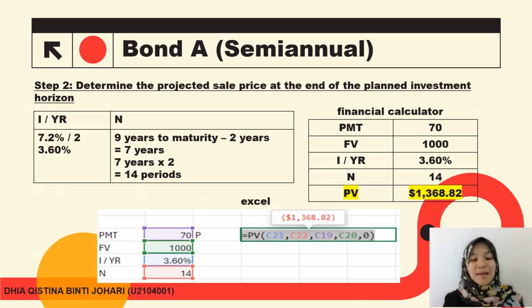Okay, now let's calculate step 2, which is to determine the projected sales price at the end of the planned investment horizon. As you can see here, I stated two types of calculation which can be done using a financial calculator. But for me, I'm using Excel and double-checking with my financial calculator answer. So with Excel, we're using the formula of PV as stated, and the answer is $1,368.82.